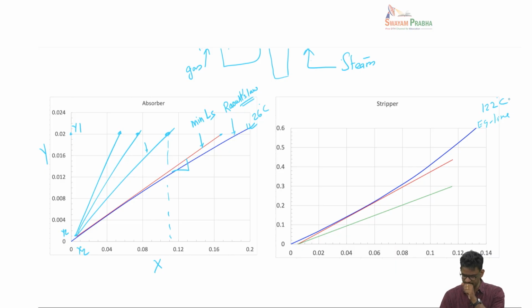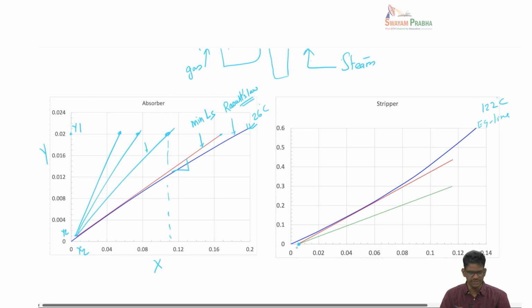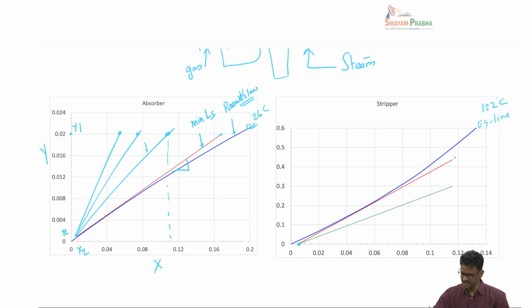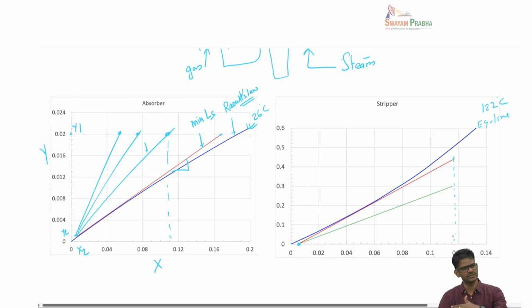In this case also, this point is mentioned, this would be the designed one, and this composition is also mentioned. Now the red line is drawn such that it touches the equilibrium line, and then you get the minimum of LS by GS. Here LS is known, GS you will find out, and based on that this line can be drawn. This would be the corresponding outlet gas composition.